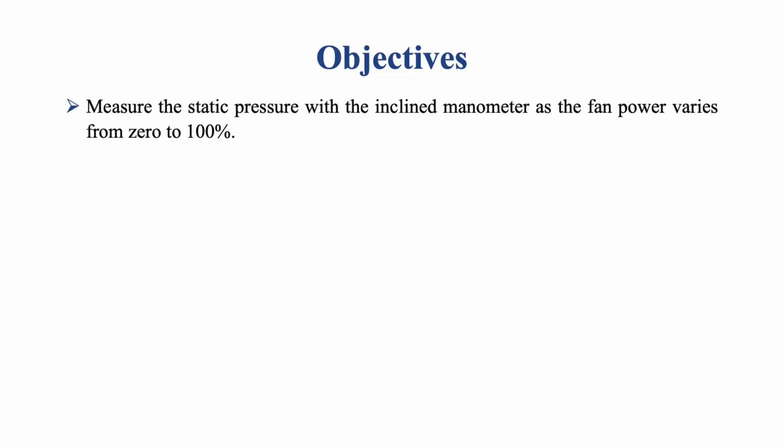We will now follow the procedure for carrying out the first activity of the laboratory guide, which corresponds to Exercise A in the operation manual and software. Read the standard operating procedure for specific details about the activity. The objective of Activity A is to measure the static pressure with the incline manometer as fan power varies from 0 to 100% and calculate the fluid velocity. The measured and calculated values will be compared with those provided by the software.